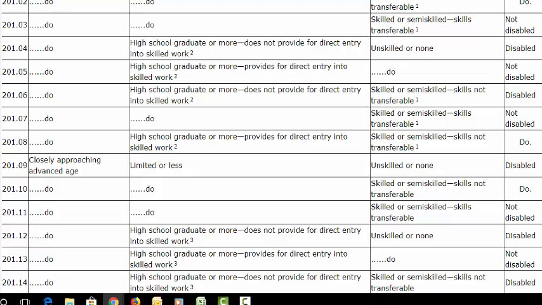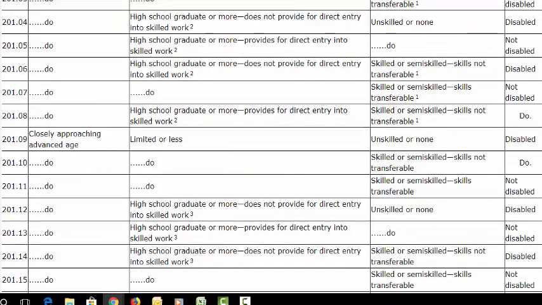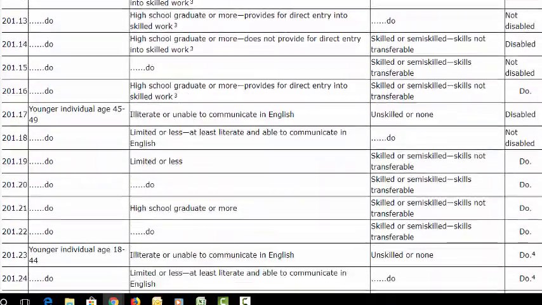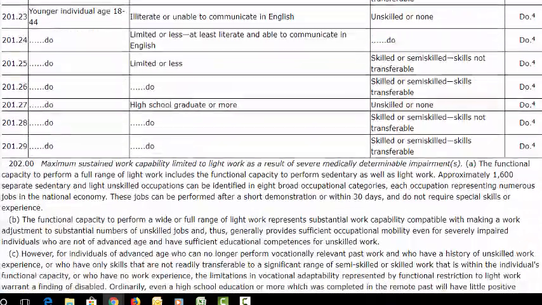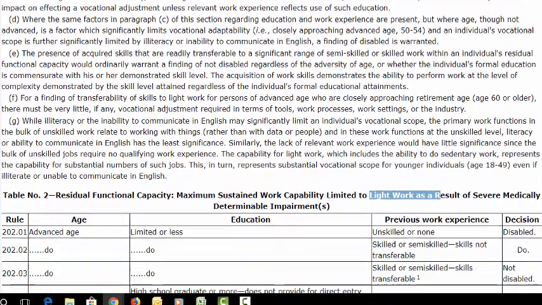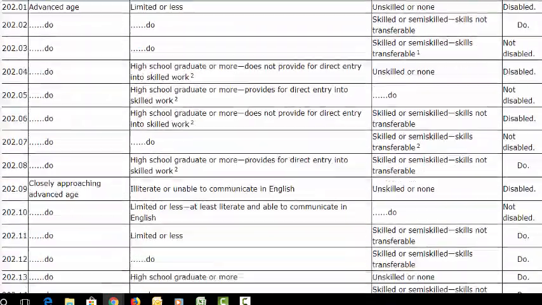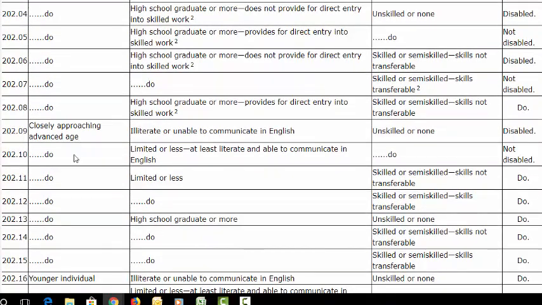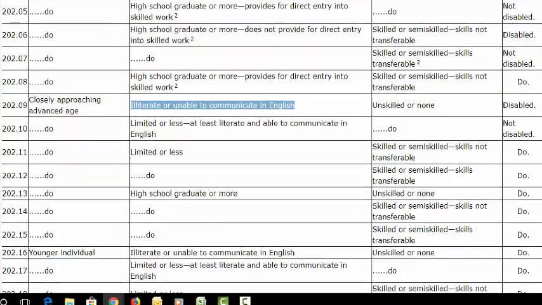So I'm going to go down to the next grid, which has a higher degree of work capability. Okay, this is light work. And if we look at the individual here, closely approaching advanced age, they are found disabled if they're illiterate or unable to communicate in English. And that's it. Other than that, they are not found disabled.